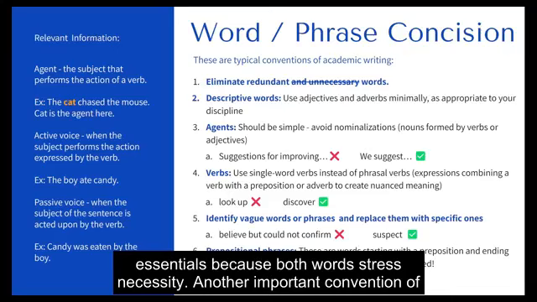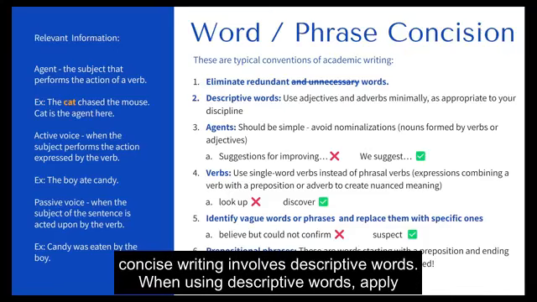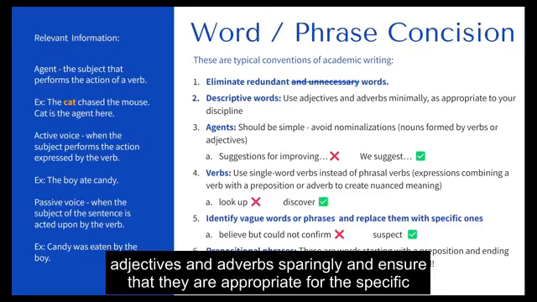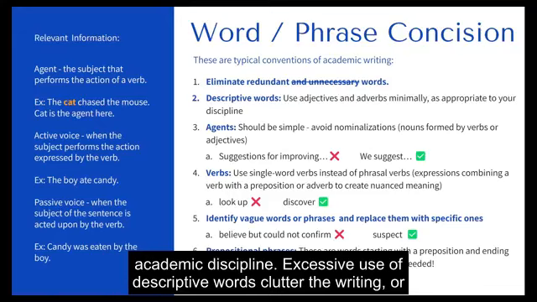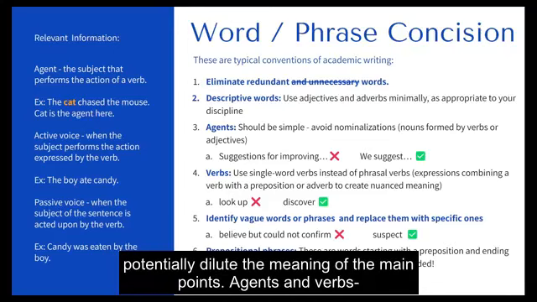Another important convention of concise writing involves descriptive words. When using descriptive words, apply adjectives and adverbs sparingly and ensure that they are appropriate for the specific academic discipline. Excessive use of descriptive words can clutter the writing or potentially dilute the meaning of the main points.